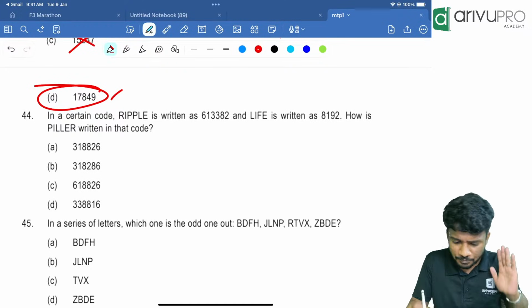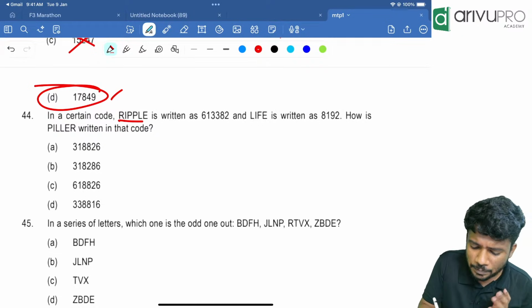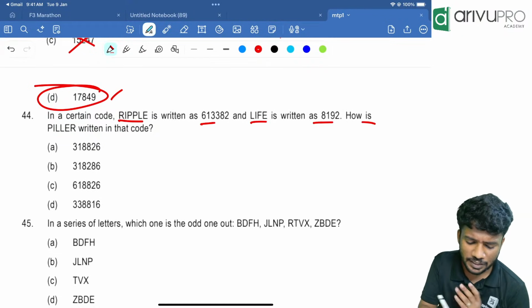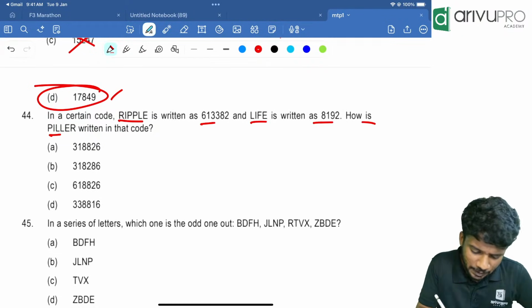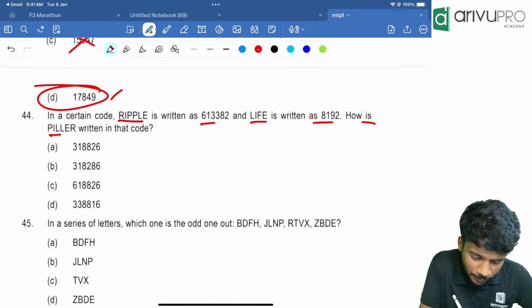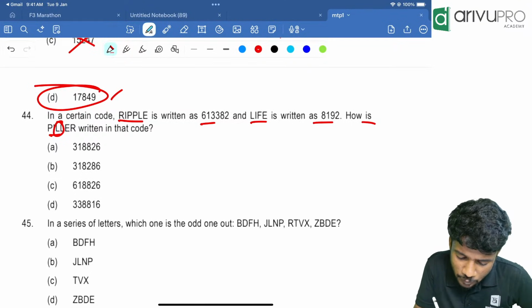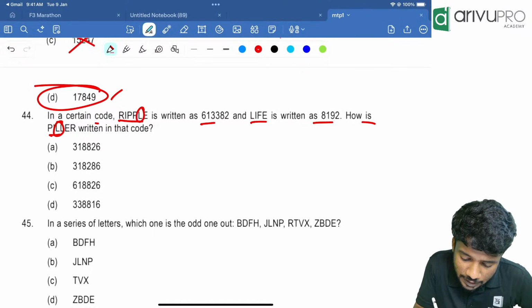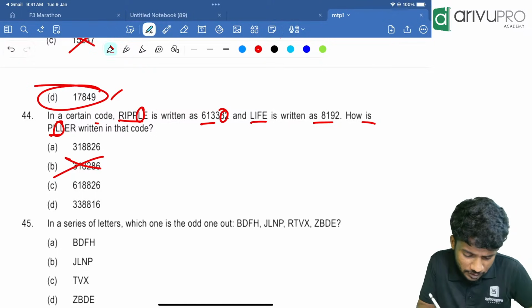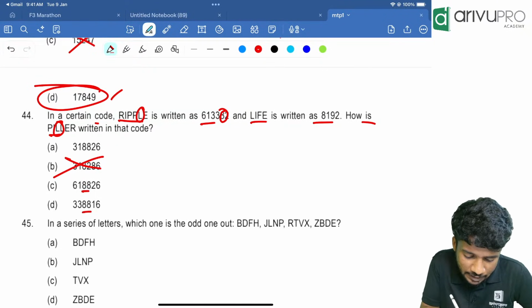It doesn't matter. Okay. In a certain code, RIPPLE is written this way, LIFE is written this way, then how is PILLAR written? People, looking at this, we will first go for the middle two, LL. L is coded as 8. That means you can ignore this one. So it should be 8 in all the values.